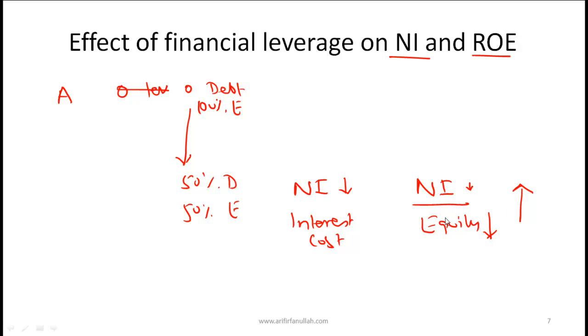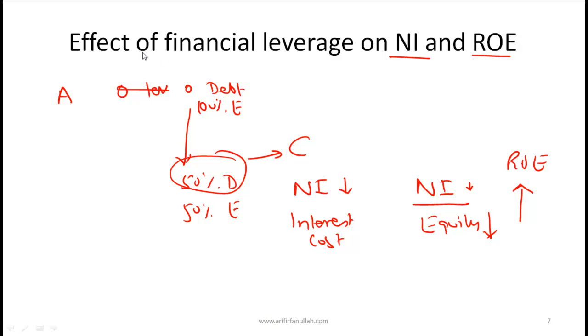So this might seem like a good thing that ROE is going up, but clearly there is risk involved, because this 50% debt will mean that there is a certain fixed interest charge that we need to pay, and if the company does not make sufficient operating income to cover the interest charge, then obviously the net income will be negative.